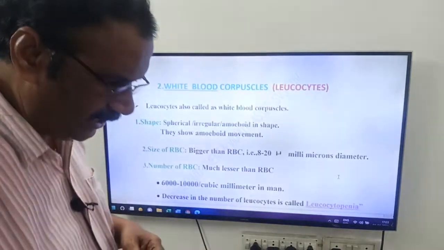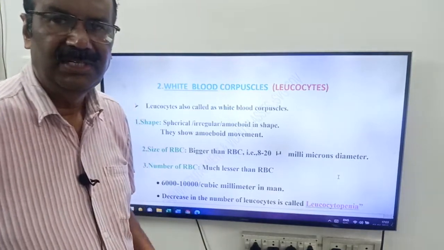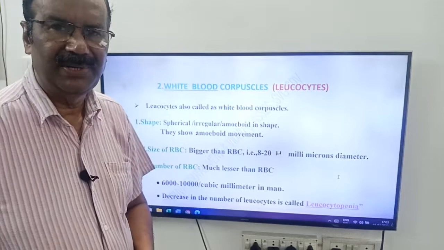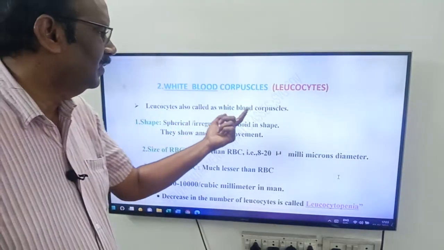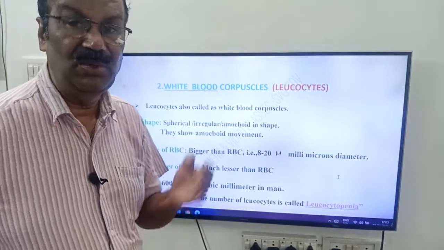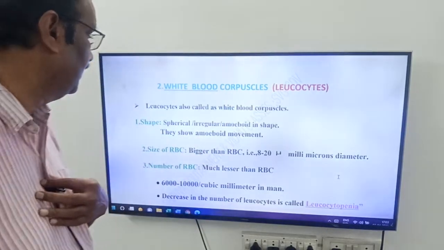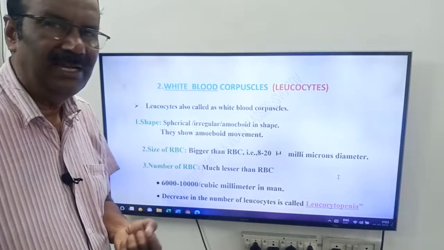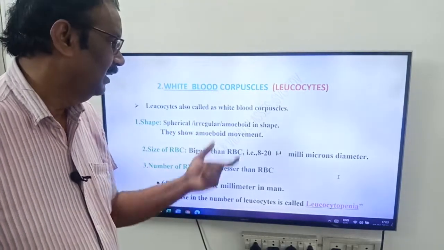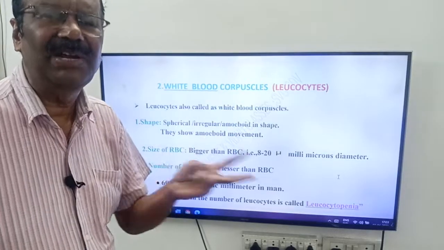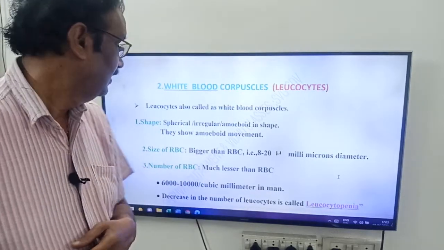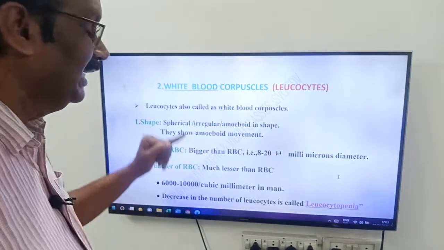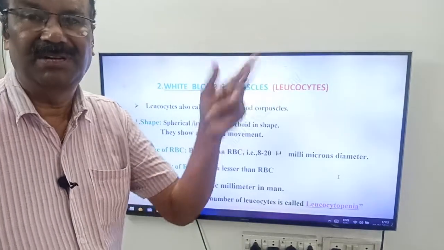Now come to the second type, friends, white blood corpuscles. These are also called leukocytes, friends. Leukocytes are also called white blood corpuscles. Now come to their shape, friends. They are spherical, irregular, amoeboid in shape. You have to write any one, friends. They are amoeboid in shape, irregular in shape. Sometimes they are spherical in shape. They show amoeboid movement. This is important, friends.